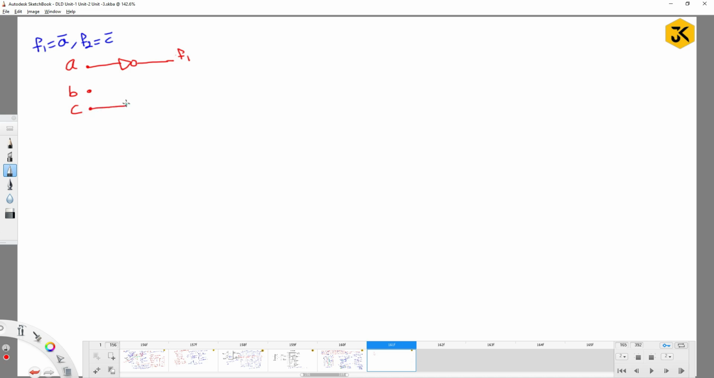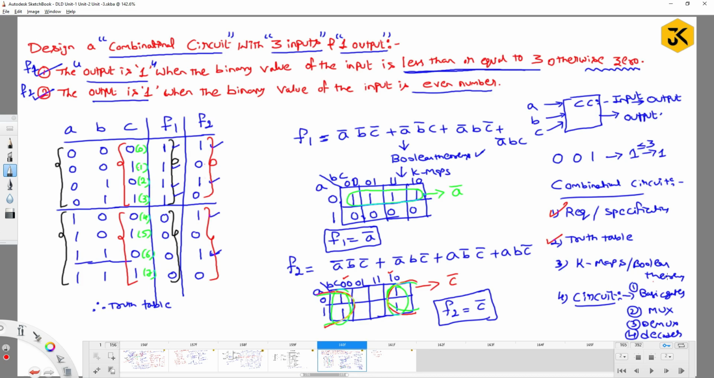And how are we going to get F2? Simply the complement of this one. That's it. So this is simply a basic gates circuit design, right? With the help of simple basic gates we have constructed it. This is one way of solving the given question. But can we do it with the help of a MUX?